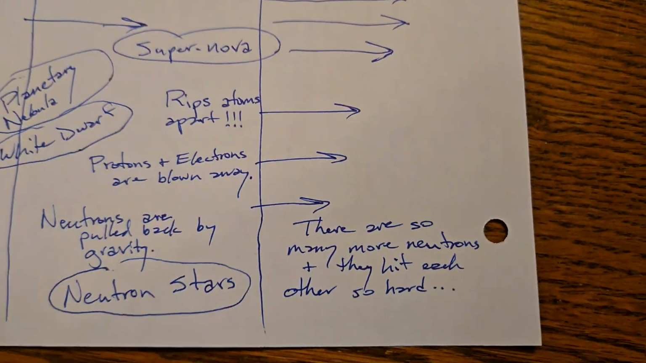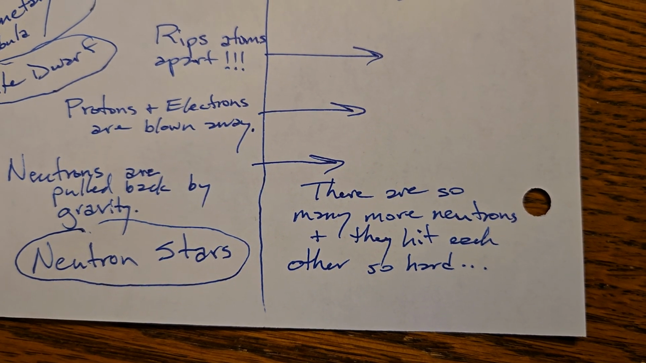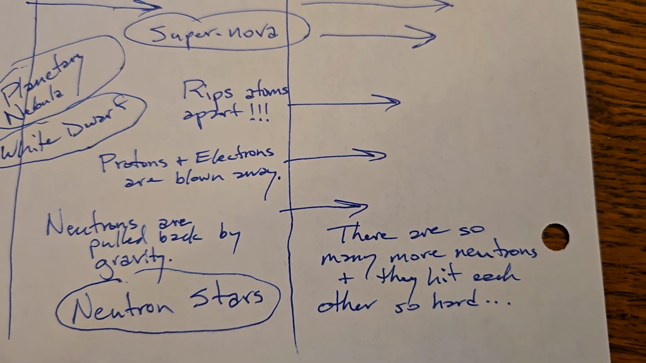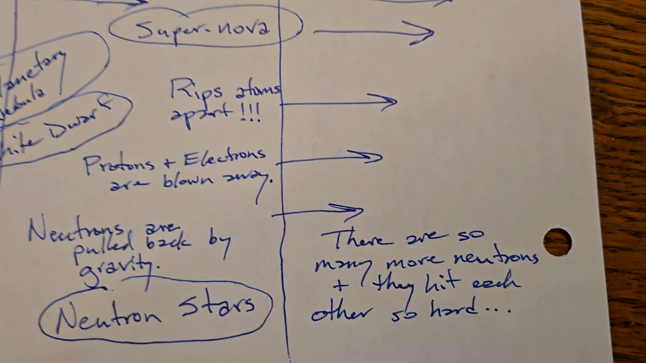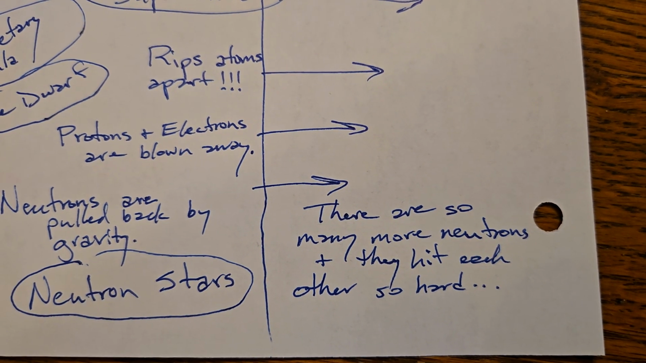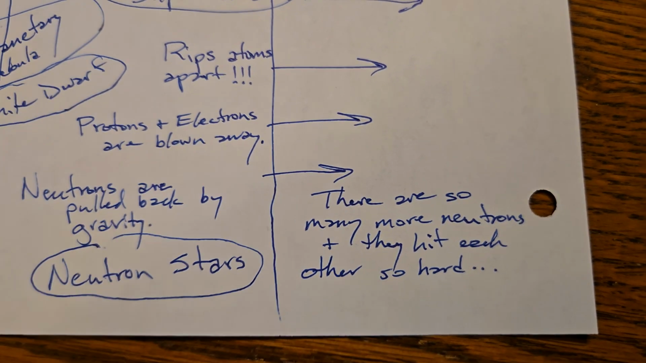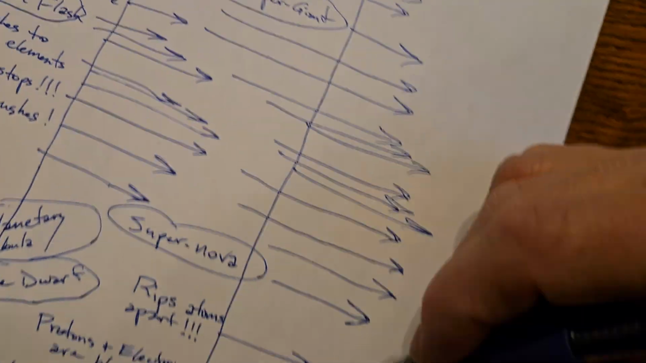Dramatic ending. There are so many more neutrons involved in this implosion. And they hit each other so hard. They hit with so much momentum, they can't stop collapsing into each other. And they rip a hole in the universe, and they disappear, and they start pulling in other stuff behind them. You just made a black hole. That's what is happening here. Now I'm going to draw that up here like this. Okay. There are so many more neutrons, and they hit each other so hard, they collapse into each other forever.